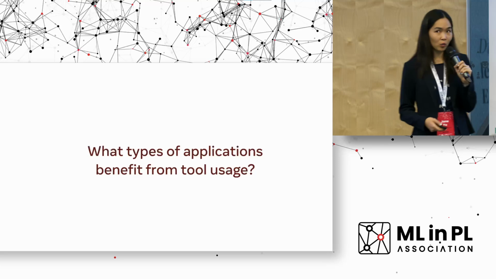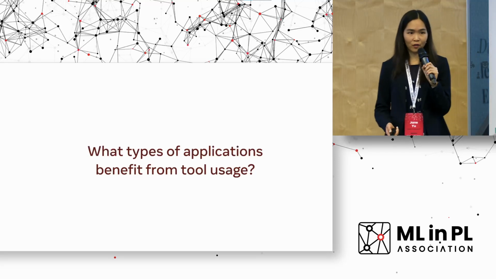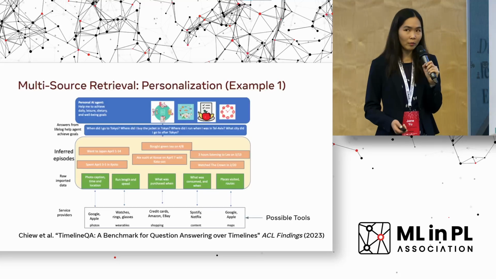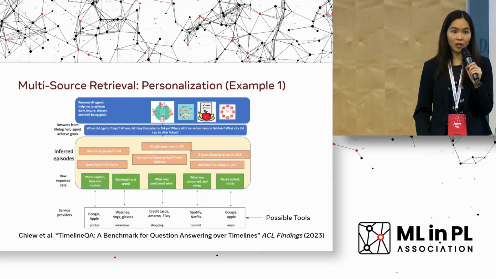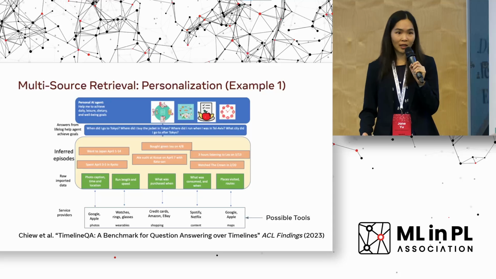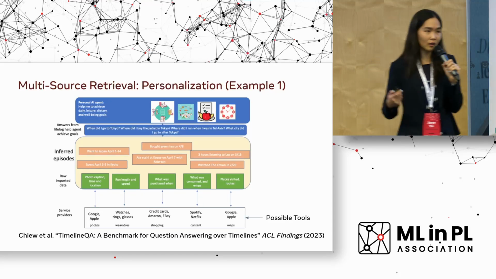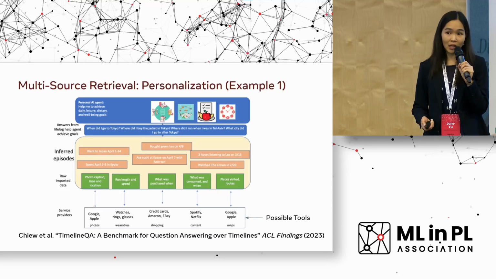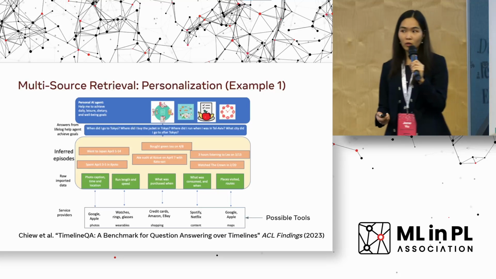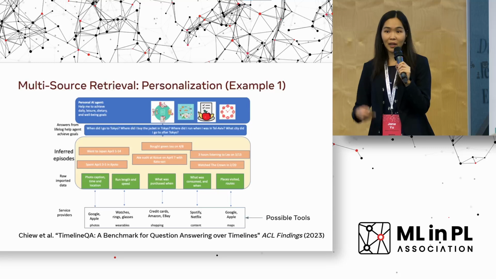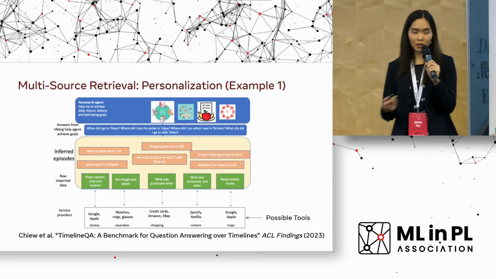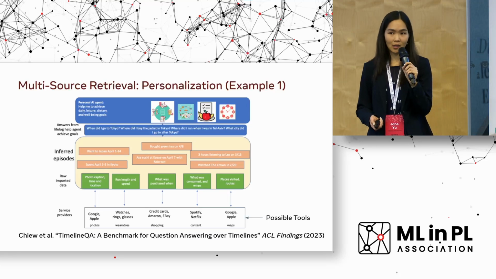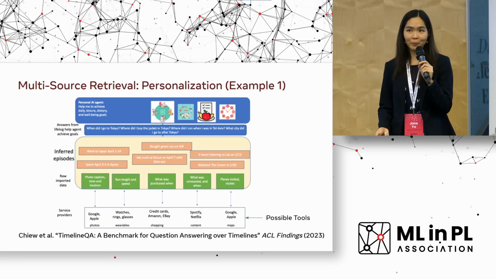And now the question is, what types of applications might benefit from tool usage? And one major application that I could think of is multi-source retrieval, in particular personalization. Personalized AI agents have been talked about a lot this year. Let's say you want your AI agent to help you plan your day, plan a vacation, achieve your wellness goals. These are maybe all use cases that you may desire from your chatbot.